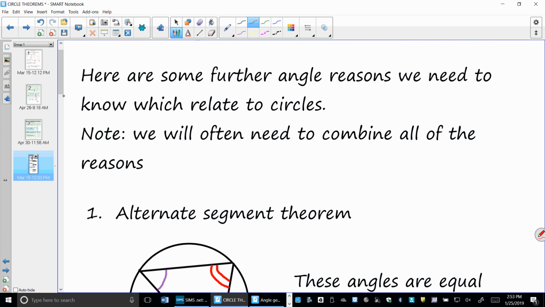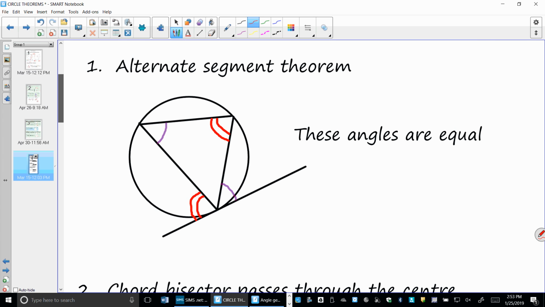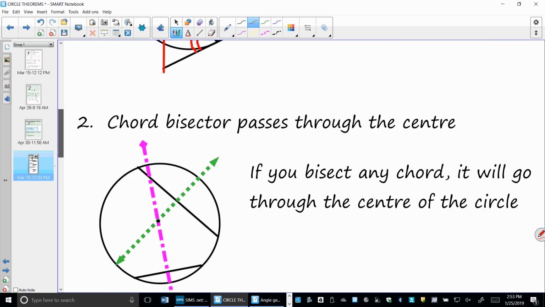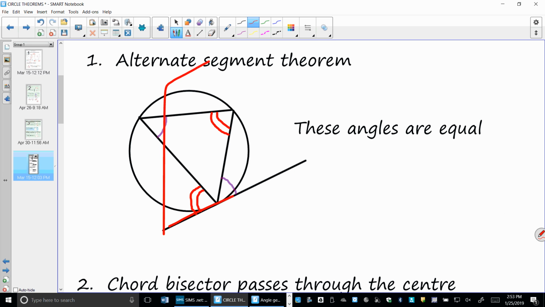Two more. Alternate segment theorem. I really don't know why, but I think this looks like a windsurfer. So here's his board, and there's his sail. I don't know why.